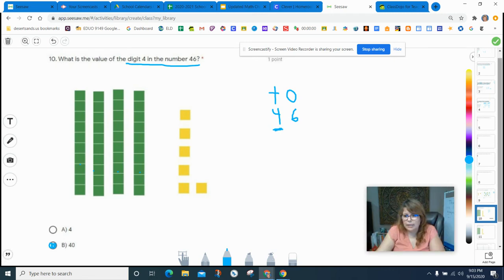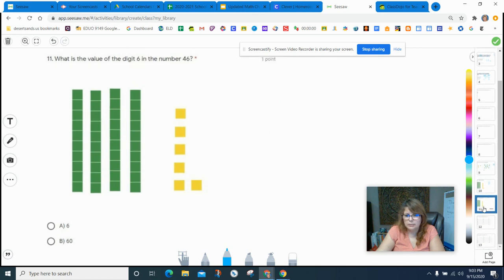Then I go to my next question. We're almost done, guys. We're doing so good. Now, again, we still have the number 46. In your test, it's going to be a different number, but you can do the same thing. The goal is to understand place value. I want to know if you understand place value. What's the value of the digit 6?